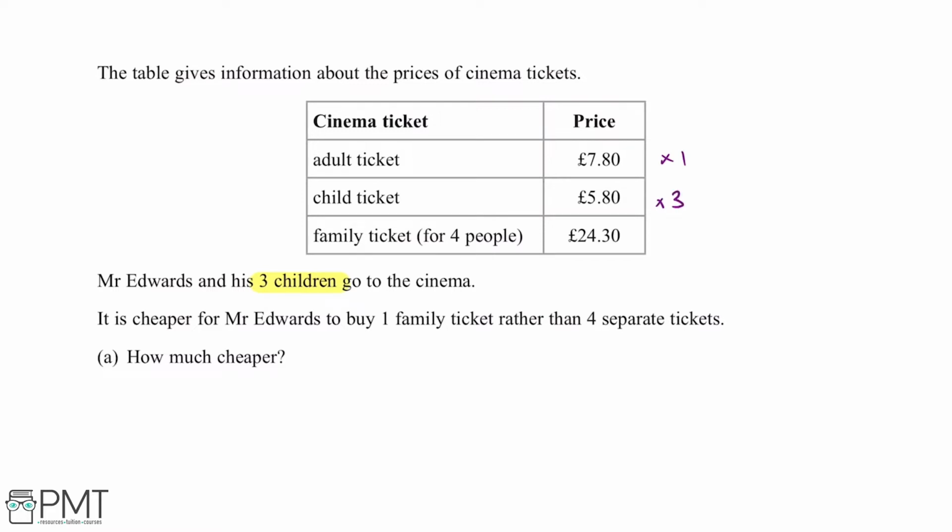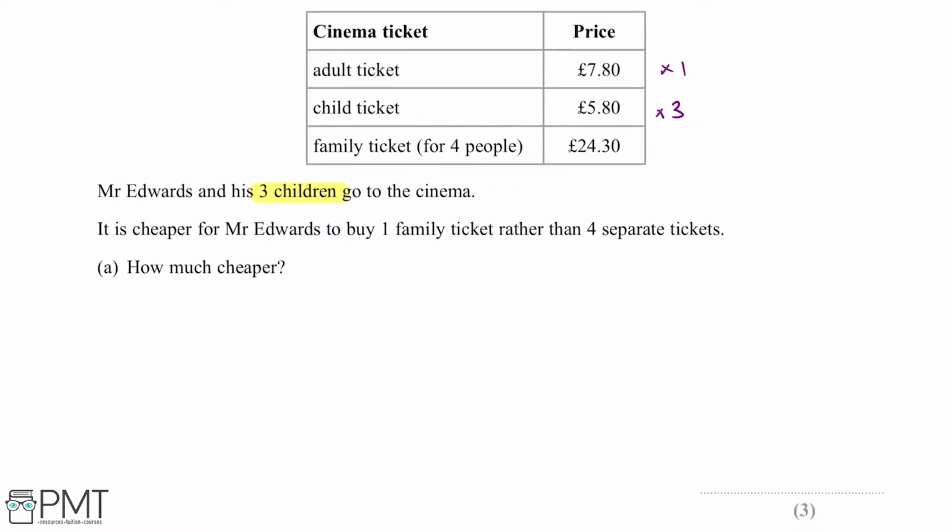So we can start off by working out how much this will cost. So the price for the 4 tickets will be £7.80, which is the price for the adult ticket, and then 3 times £5.80, which accounts for the 3 child tickets. And if we put this into our calculator, this gives us an answer of £25.20. Now this is the price of buying 4 separate tickets.